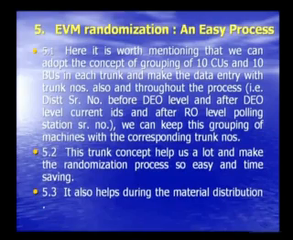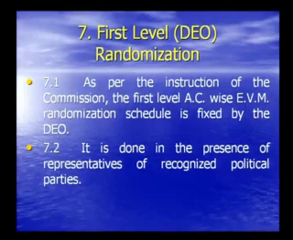Now, how we made this EVM randomization process so easy is what we have mentioned. As I told you, by giving the running district serial number, we make a group of 10 machines in one trunk, and that helped a lot, not only in the randomization process but also during the material distribution. This was the process which we did before the start of the first level randomization, which is known as the district election officer process.